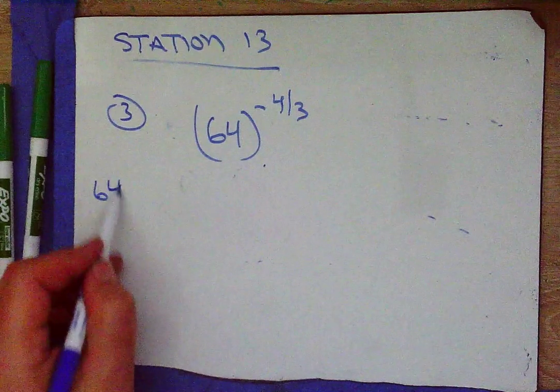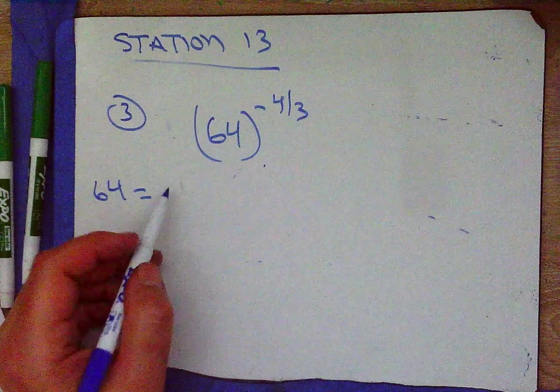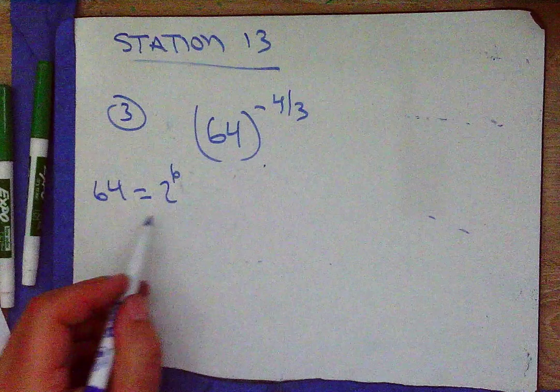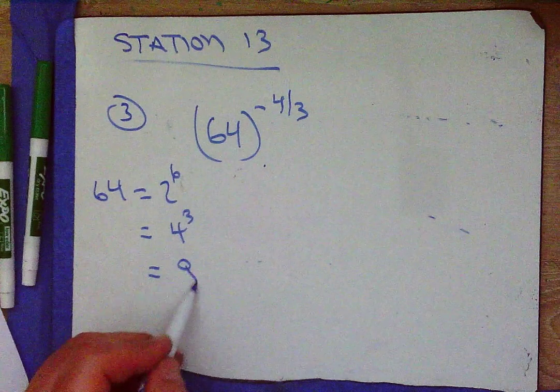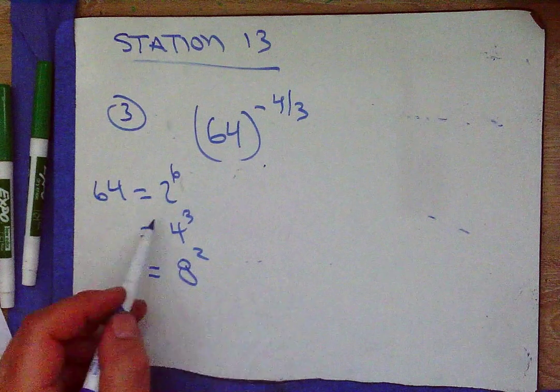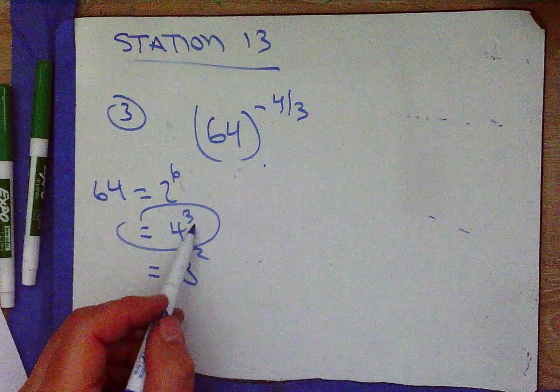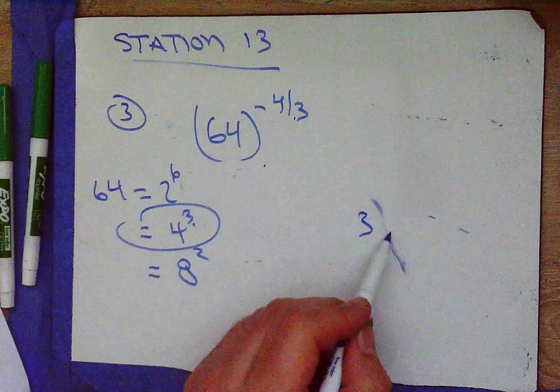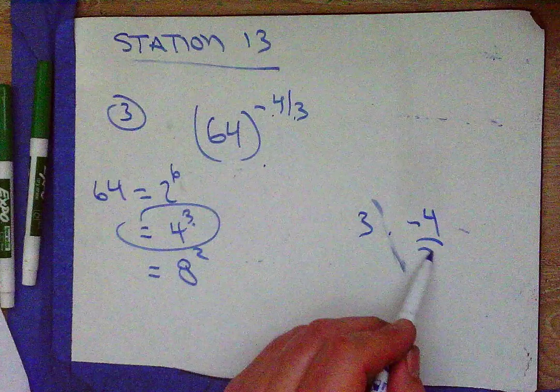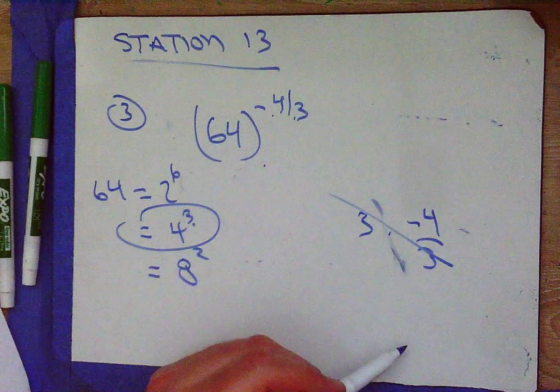64 is the same as, well, it's a lot of things. It's 2 to the 6th, it's 4 to the 3rd, it's 8 squared. Which one do I want? That one. Why? Because look at my power. I want to take my exponent and multiply it by negative 4/3 to see that canceling.